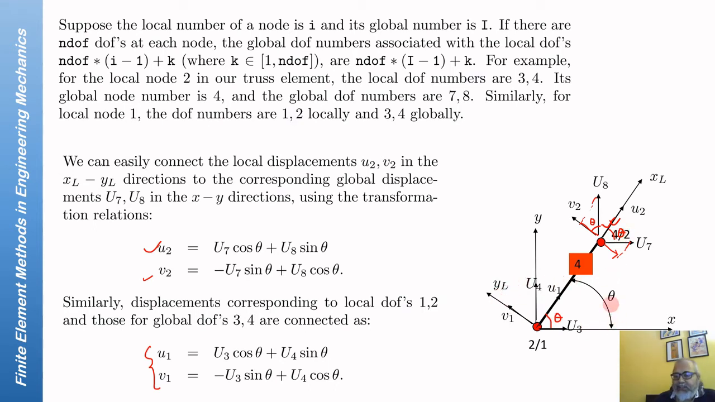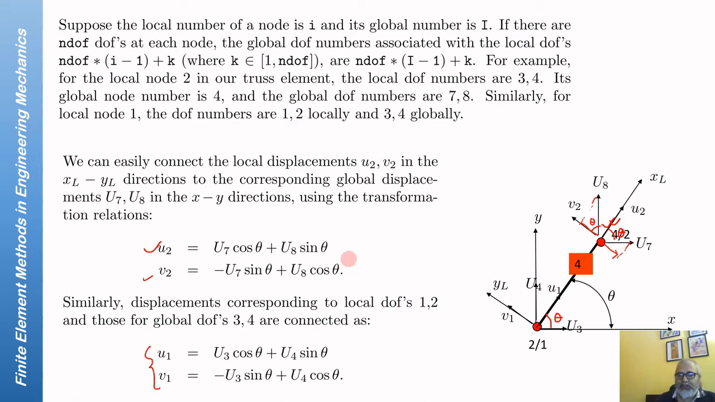Okay, and theta, how do I determine theta? Remember I told you that the user has to input the coordinates of the nodes, nodal coordinates in the global coordinate system. So these two nodes, their coordinates in the global system x, y are known, and from the coordinates I can easily find out what this angle is.